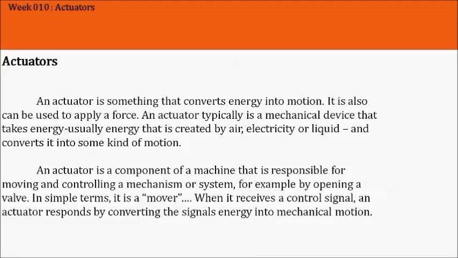Okay, next. An actuator is a component of a machine that is responsible for moving or controlling a mechanism or a system. For example, an opening valve. Later, I will show some valves. In simple terms, what the valve will do is move forward, it is a mover. When it receives a control signal, this actuator responds by converting this signal energy into mechanical motion.